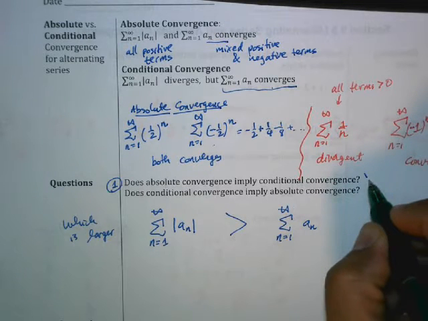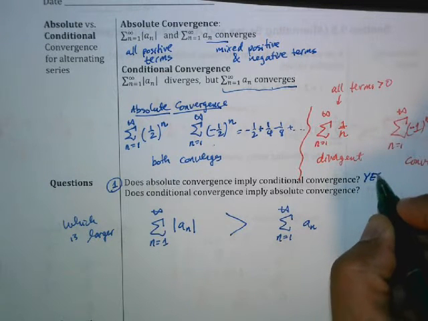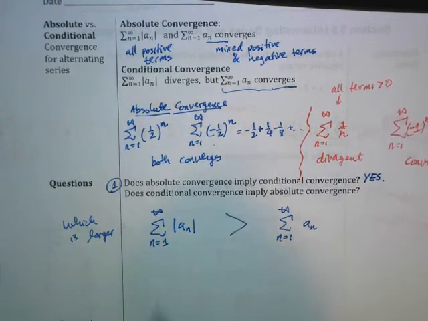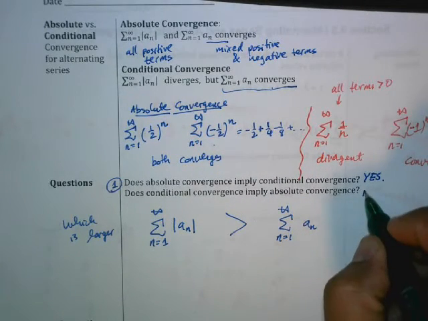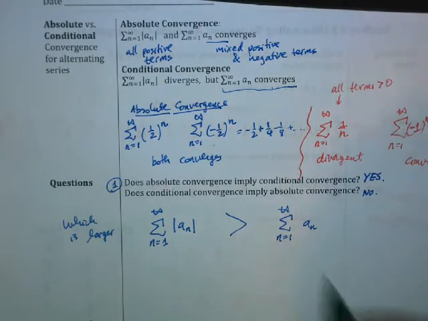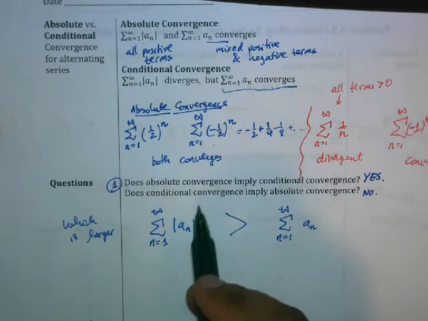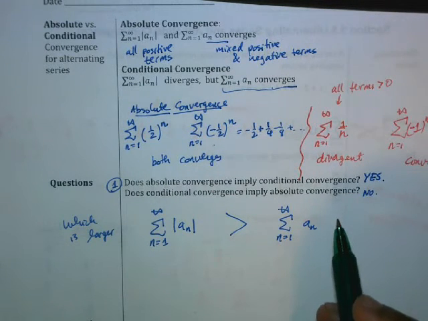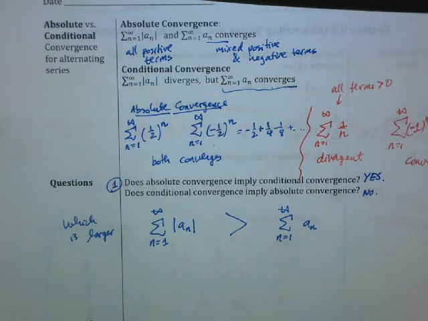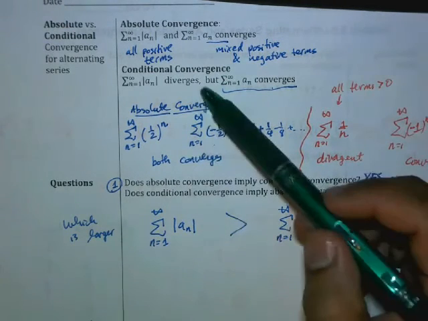So the answer to number 1, does absolute convergence imply conditional? Of course, yes it does. Does conditional convergence imply absolute convergence? No. Okay, it may. This may happen sometimes, but it doesn't happen all of the time. So there are cases where a series could converge conditionally, but not converge absolutely.